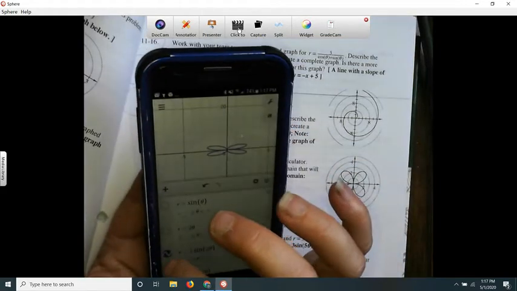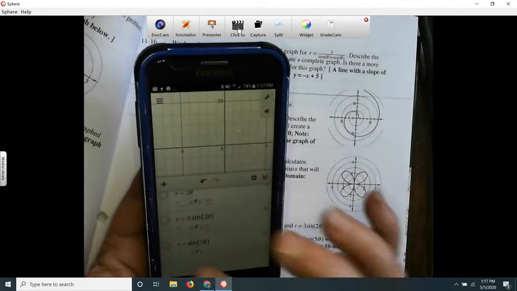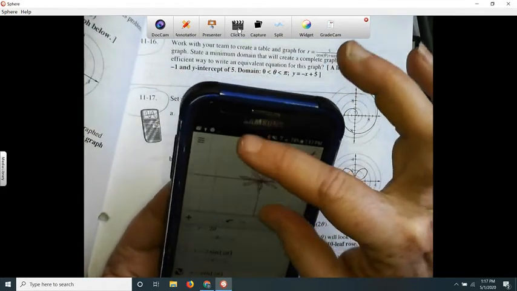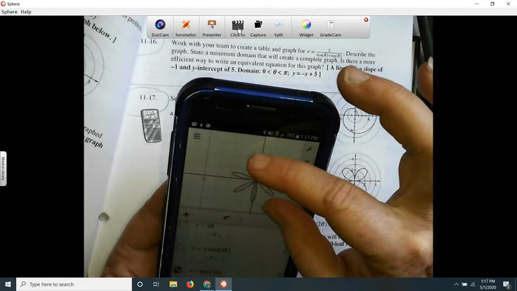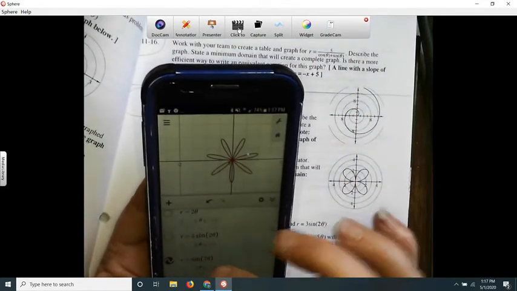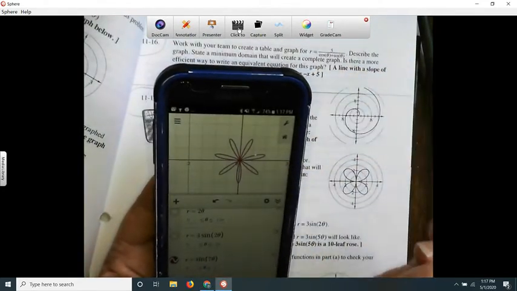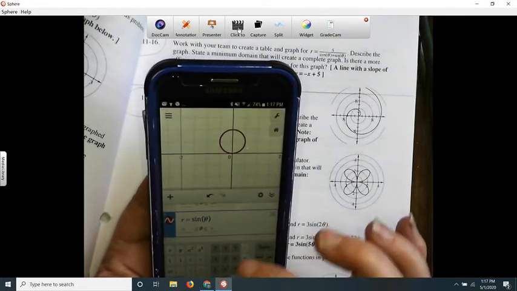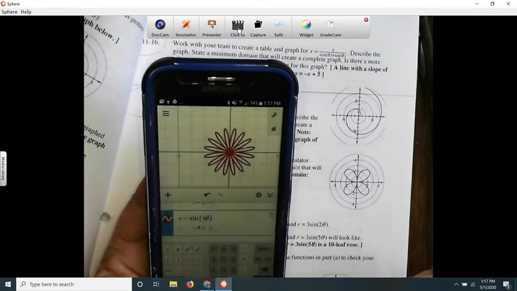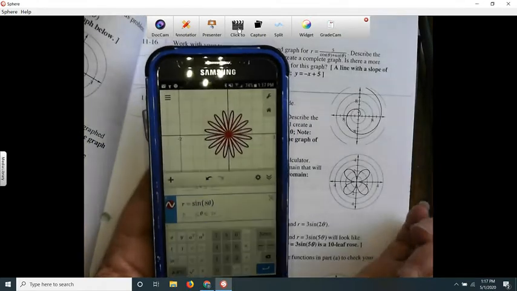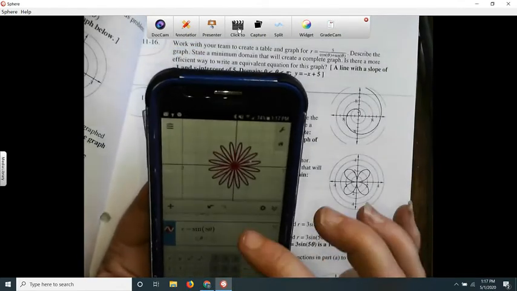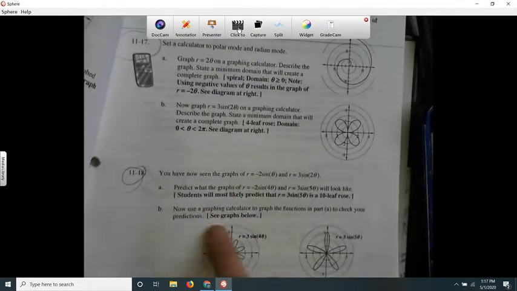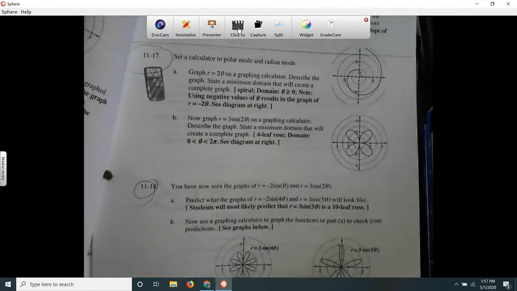Okay, and then let's look at 7. When I do 7 theta, I got a 7-petaled flower. But if I do 8 theta, I get a 16-petaled flower. And then, so I don't know, they just have you doing a little prediction. So that's just some fun stuff for you.